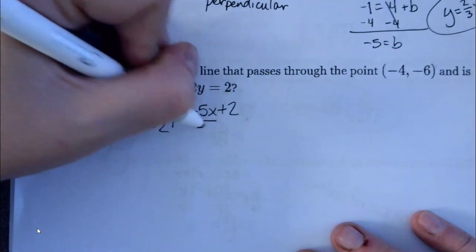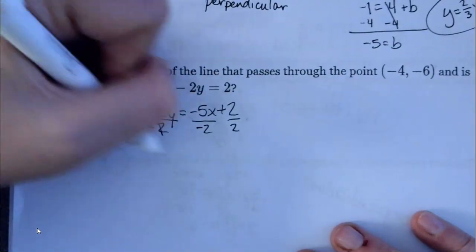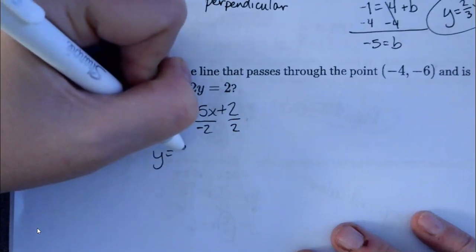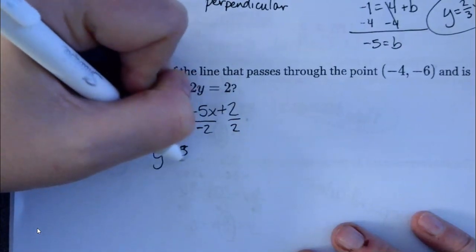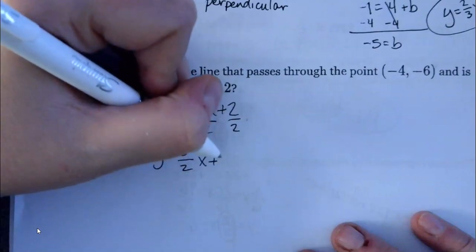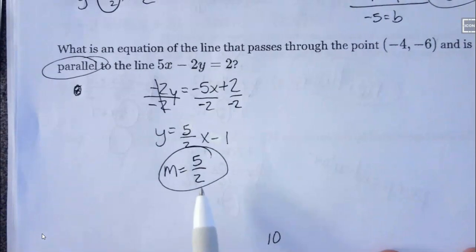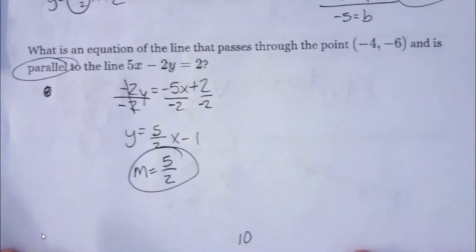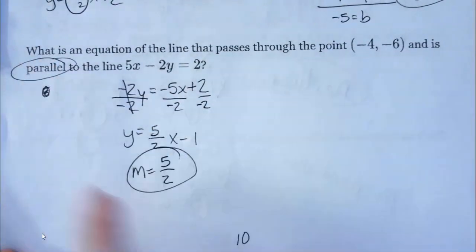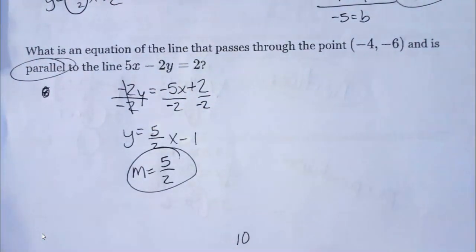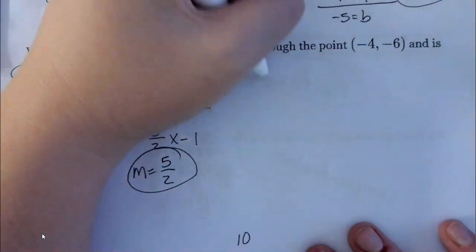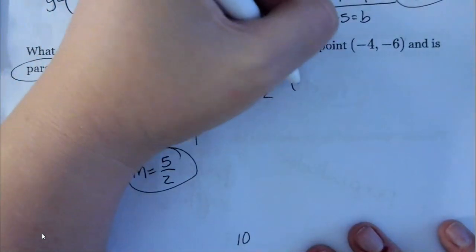Divide by negative 2. All right, we've done this many times, so I'm going to go fairly quickly on this part. So my slope is 5 halves. It is parallel. Don't change it to perpendicular. I can't tell you how many times I see this where it says parallel, but people change it to perpendicular because they're just not reading and paying attention and trying to go quick. And then it ends up messing it up.